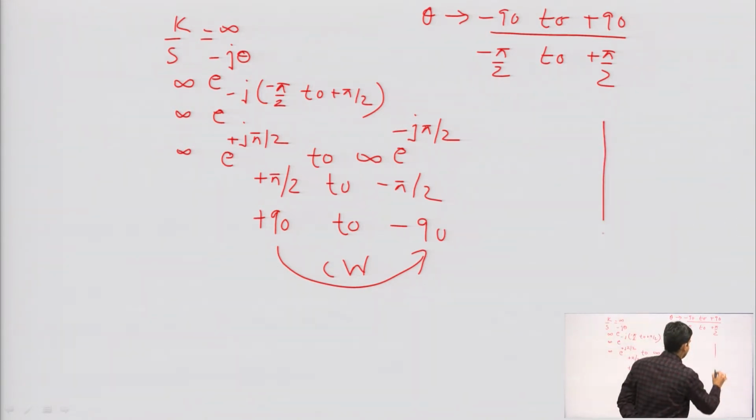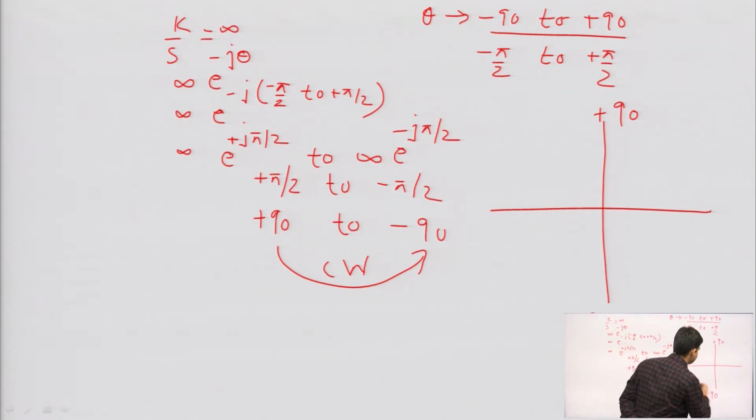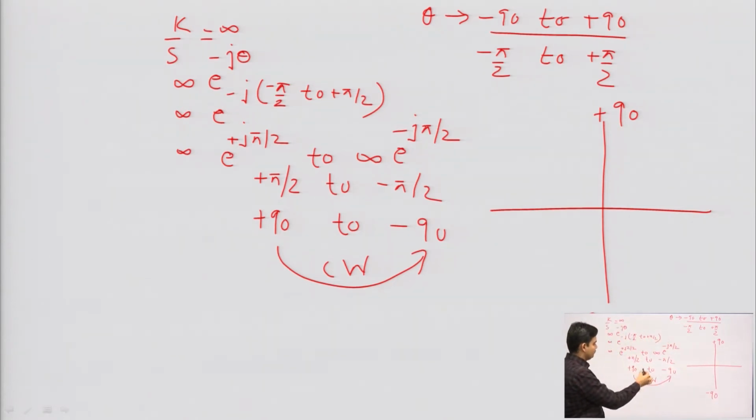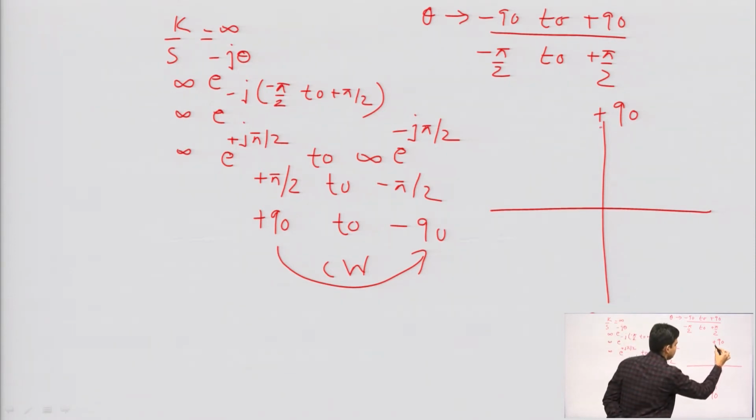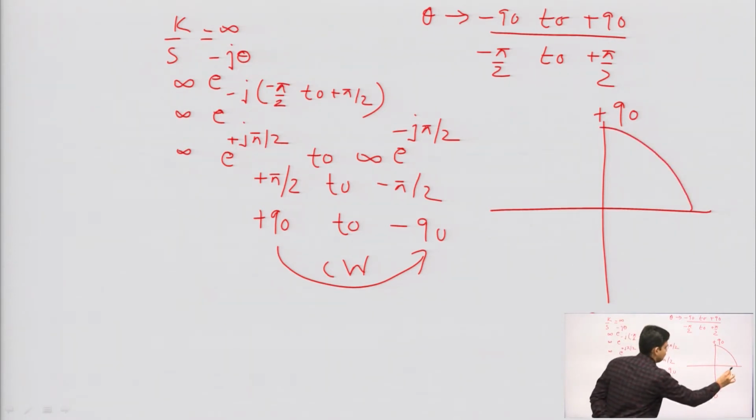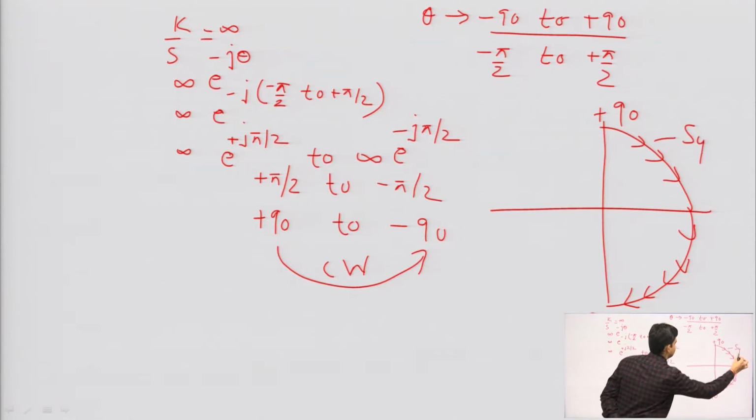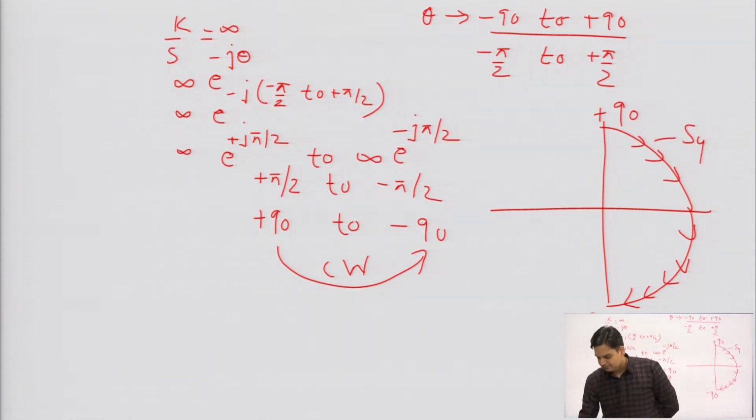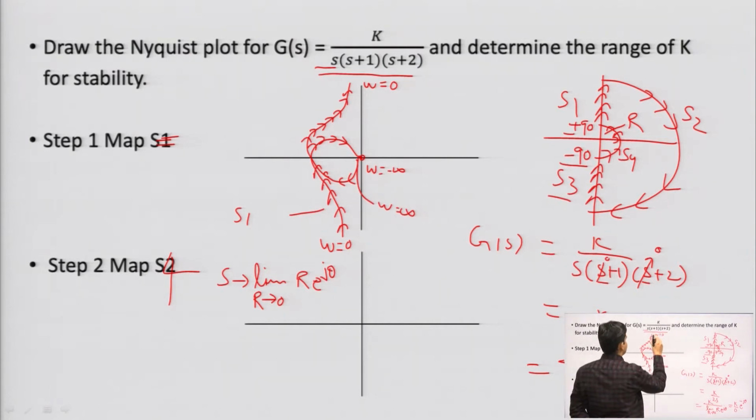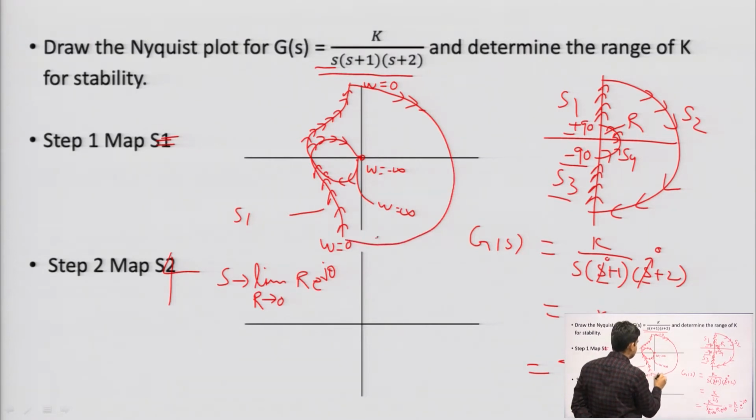So, how can I map S4? In the map S4, I need to start from plus 90 and terminate at minus 90. How much phase do I need to cover? First, I will go from plus 90 to 0, then 0 to minus 90, and the total phase shift is around 180. So, this is my map S4. I will include this map in the previous plot. I will start from plus 90, start moving like this and terminate at minus 90, and I will complete this curve like this.